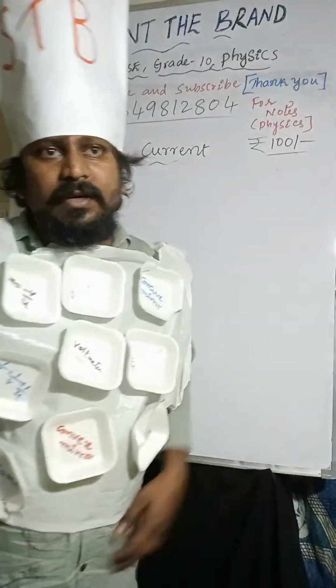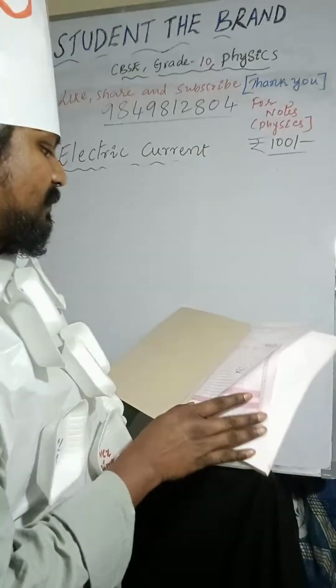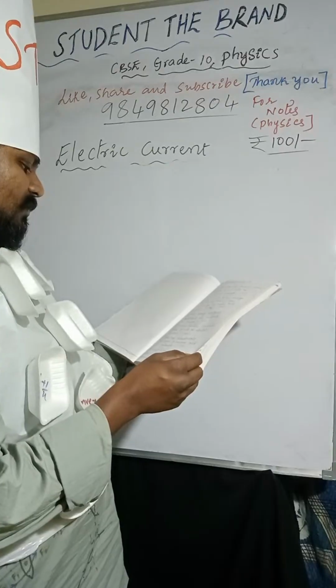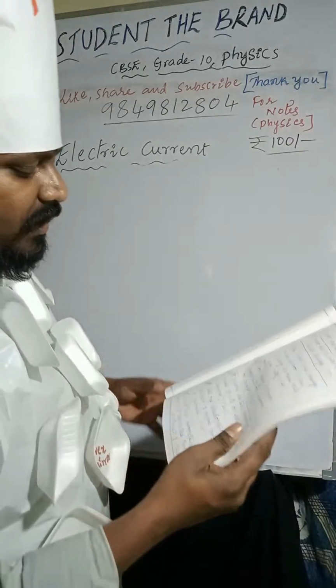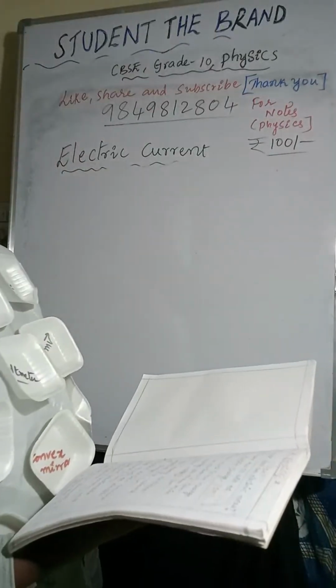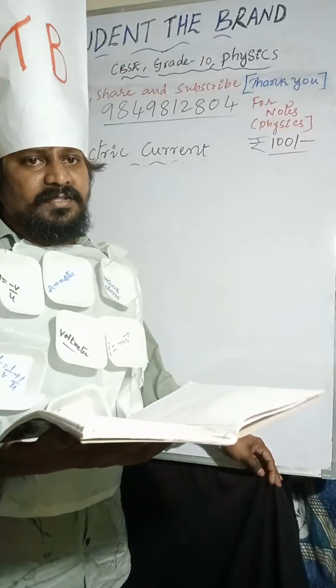So now we'll do problems. We'll discuss a few problems. Let's solve. So what is an ammeter? How is it connected in a circuit? Ammeter is used to measure the electric current. It is connected in series combination.